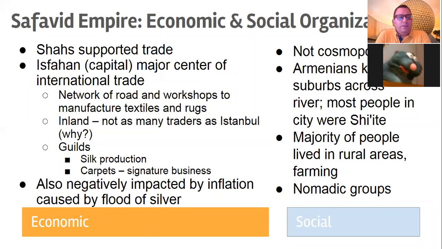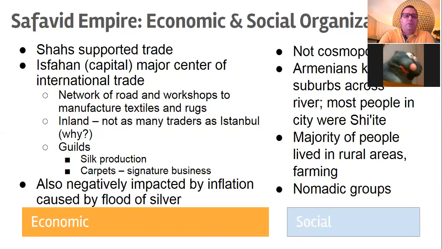When we talked earlier this year about the silver trade, and how silver really kind of had a great impact on the world, for the Safavids that was very negative because their currency became inflated because all of a sudden everybody's trading silver, and so it lost its value. Okay.